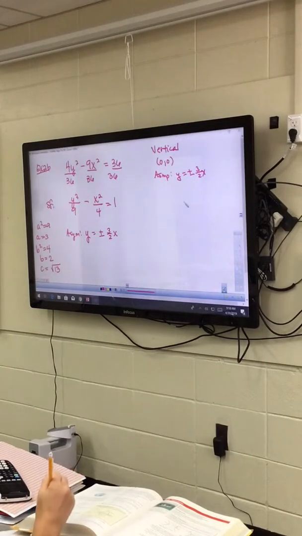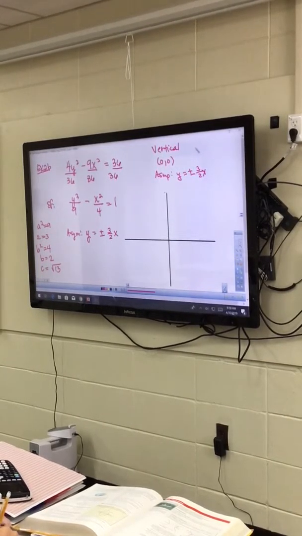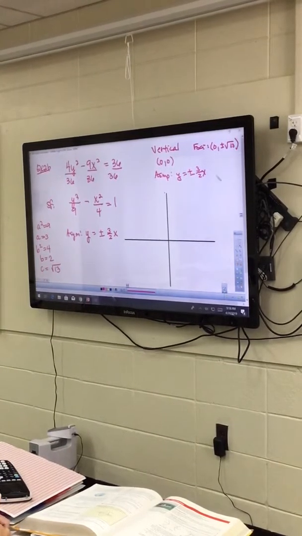We have that it's going to cross through 0, 0. We know that the transverse axis is vertical. Now we're going to graph all that information. Your foci would be 0, plus or minus root 13. That's right, because it's vertical.